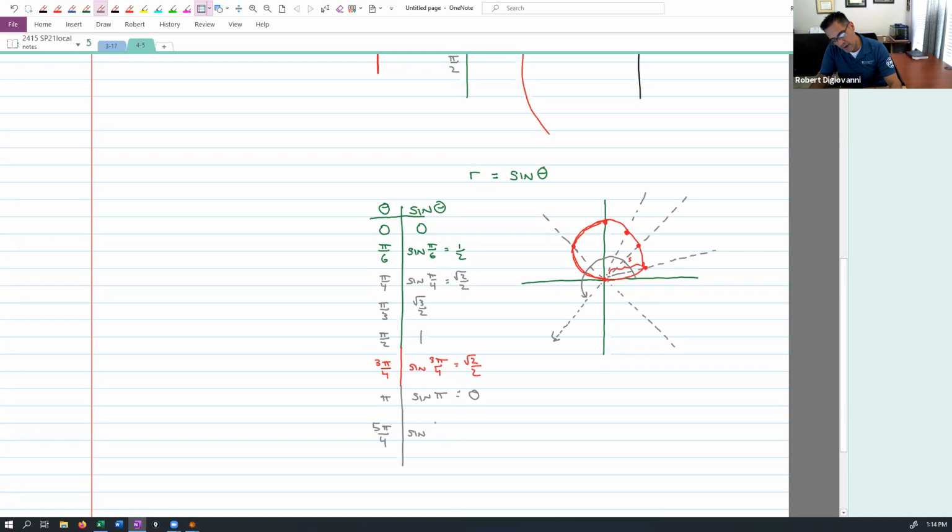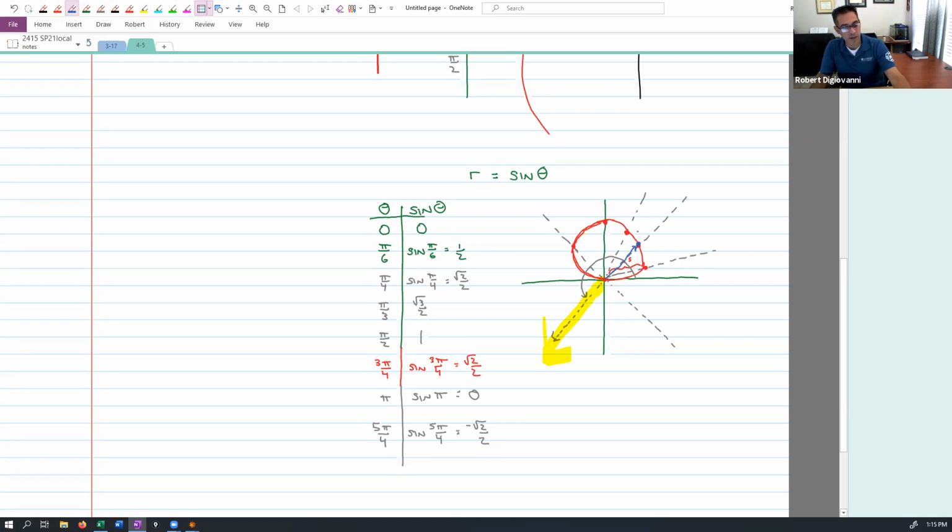And then what is sine of 5 pi over 4? Well, negative root 2 over 2. We're getting a negative answer. So think about this. You're standing at the origin and you're looking in this direction, right? And how far are you supposed to walk out? Negative root 2 over 2, which means you're actually going to walk backwards. And that's going to put you backwards right at that point again.